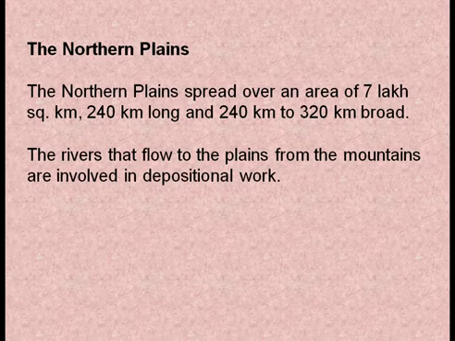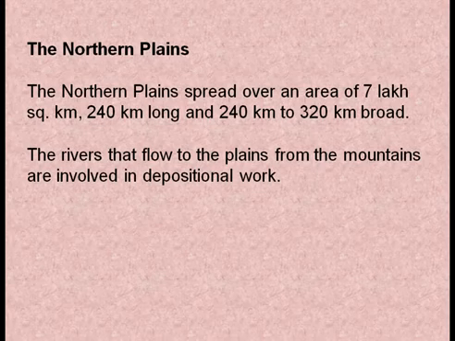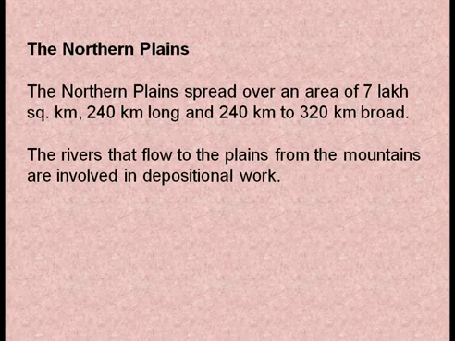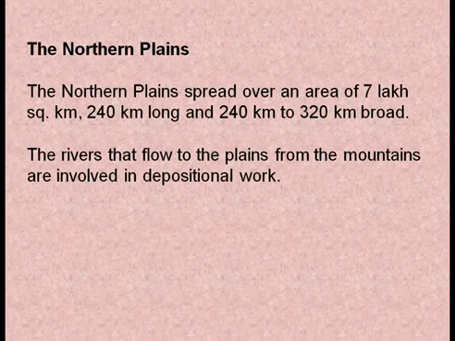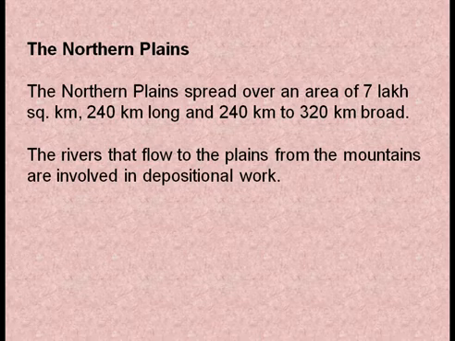Next, moving to the next physiographic division of India, the northern plain, which is also called the Indo-Gangetic Plain. Indo means Indus River and Gangetic means the Ganges River. The northern plains spread over an area of 7 lakh square kilometers, 2,400 kilometers long and 240 kilometers to 320 kilometers broad. The rivers that flow to the plain from the mountain are involved in the depositional work. So the northern plains are formed.